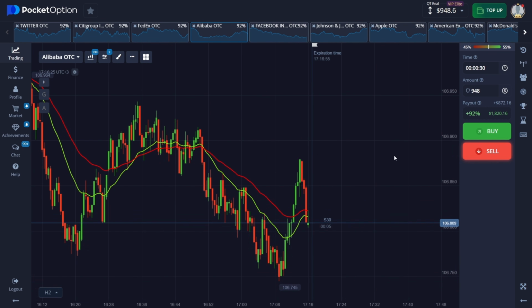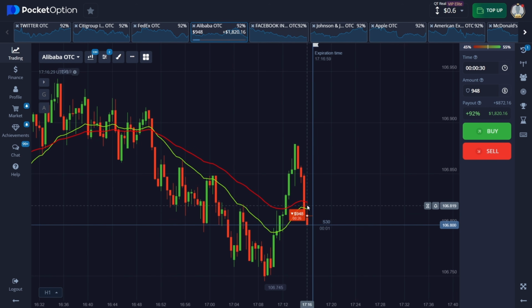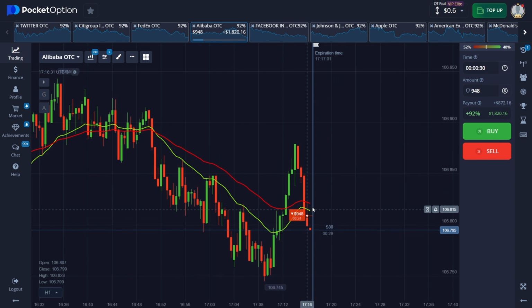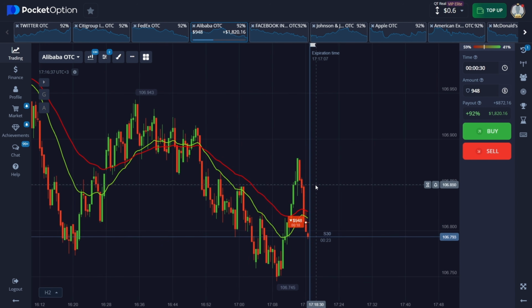Here we have a trade, and I placed the trade for the downside move on Alibaba OTC. I placed the trade near the moving average, but I got a wrong entry. No problem, the trade is currently in our favor. The candle was taking resistance from the moving average, leading to a downward movement, and the trade is in our favor.